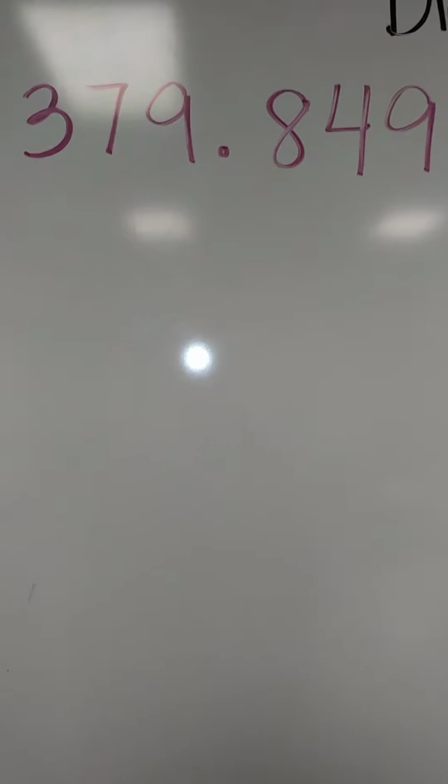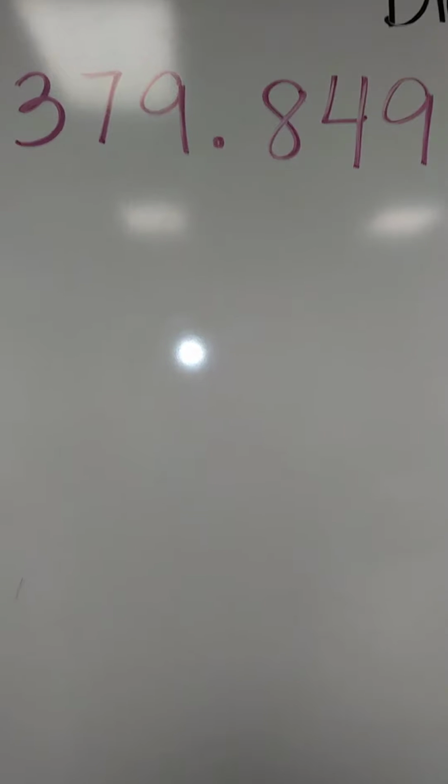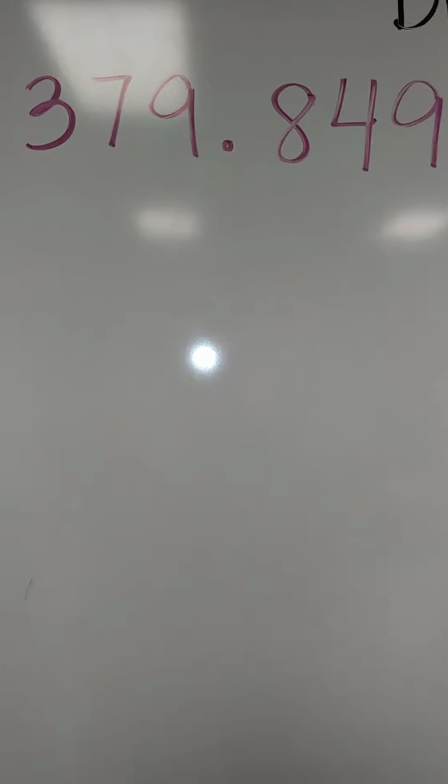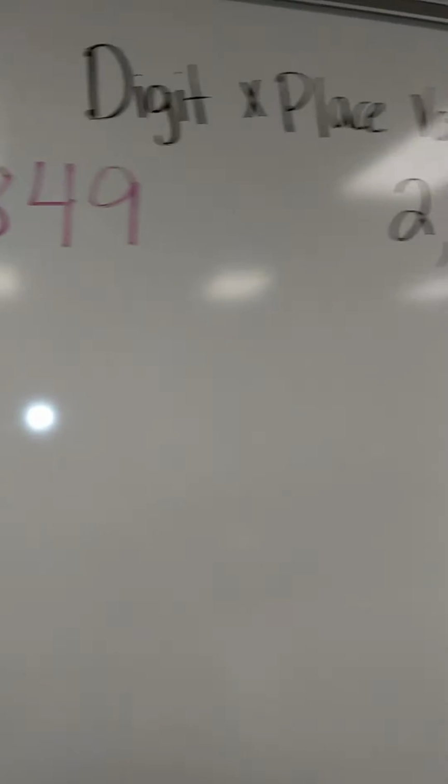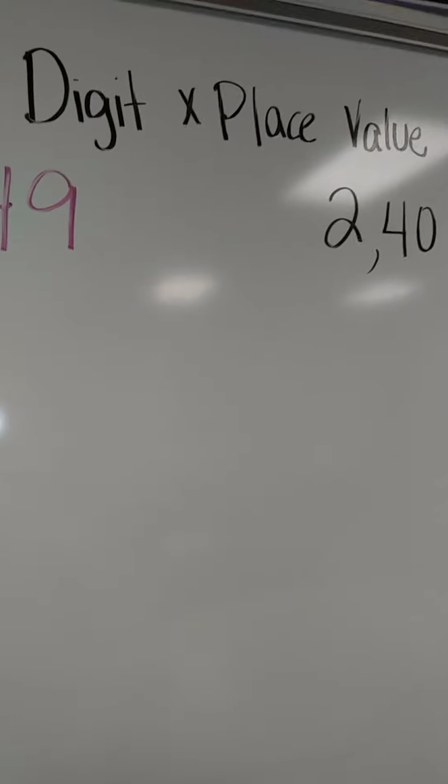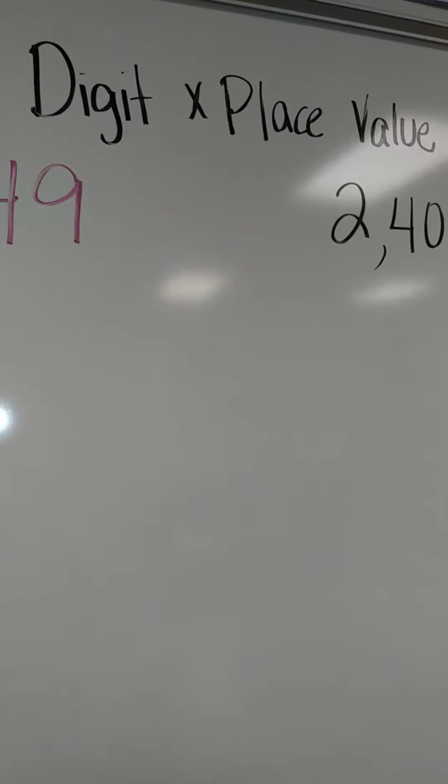All right, so here's our first example. Our number is 379 and 849 thousandths. Now, the pattern we are using is digit times place value. So we're going to work from the left and move our way to the right. The first digit on the left is a 3. So that's going to be our first thing.